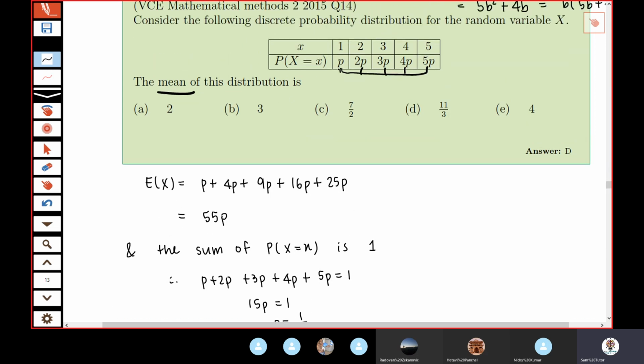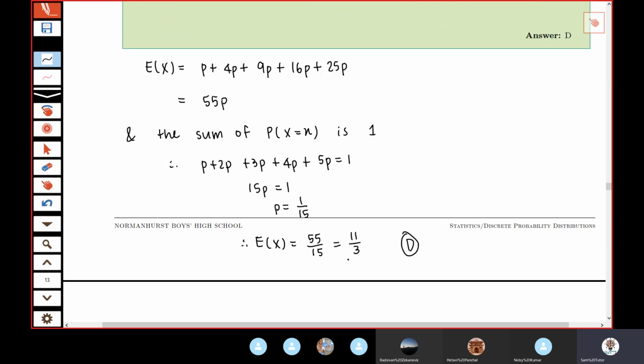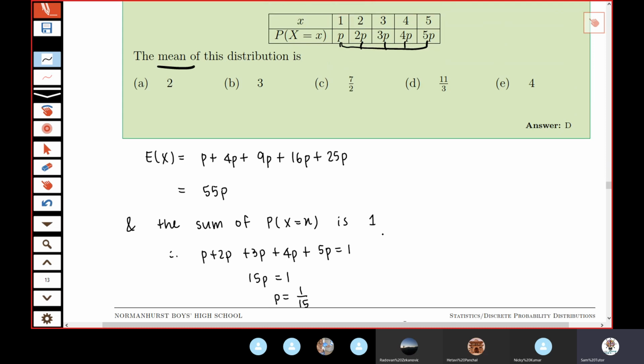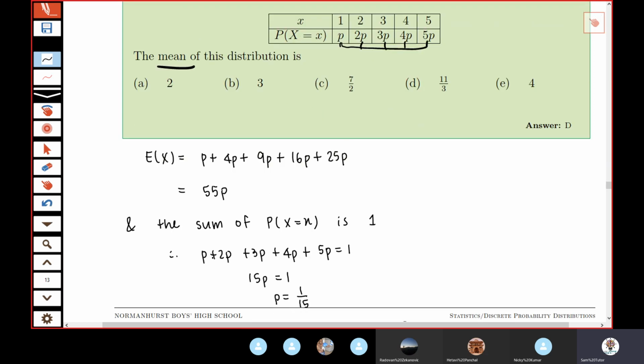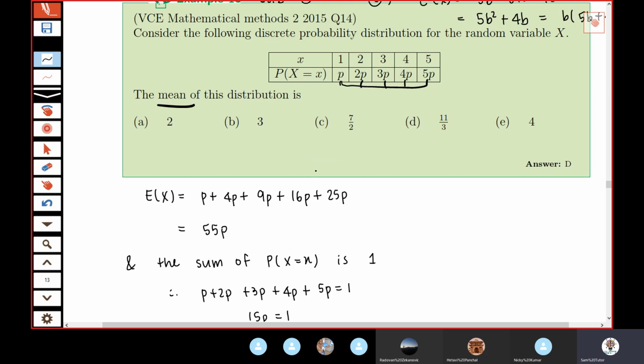Once you know what P is, then you just go and do your expected value, which is 1 times 1/15, 2 times 2/15, 3 times 3/15, 4 times 4/15, 5 times 5/15, and it should give you 11 over 3. Really basic stuff. The harder bit was that you needed to work out what the probability is, but that's one of the conditions: the sum of the probabilities must equal 1. So just add them up and solve for P. Very simple. Any questions about that one?